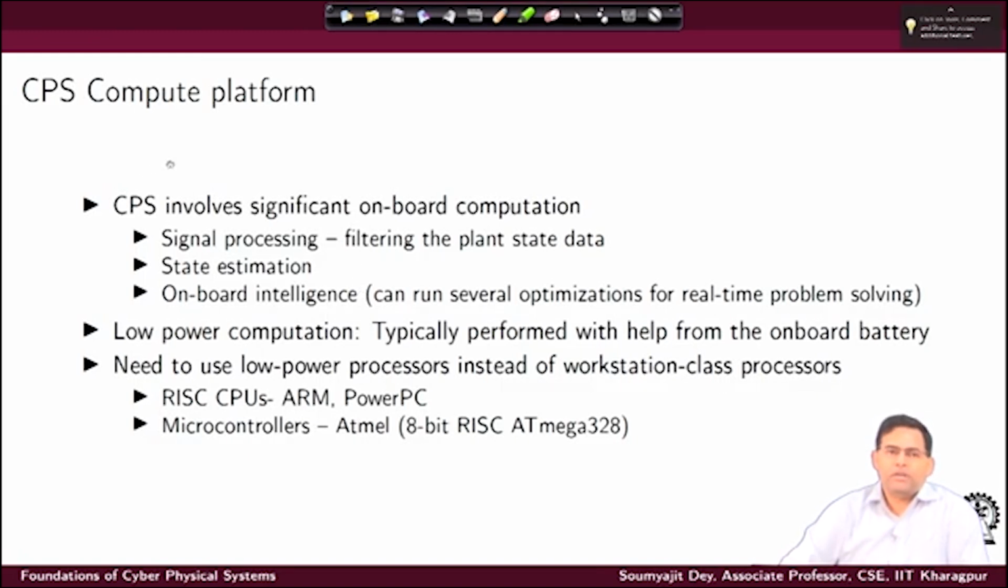For example, whatever sensor data you are getting would be noisy, so filtering the data, and using the sensor measurements to do state estimation of the plant variables. Maybe you can also run some ML pipelines to do recognition, identifying interesting features from that sensor data, right? And finally you can also compute the control law. All those things have to happen here, following an important characteristic, which is that the compute platform should be low power. Typically RISC CPUs and microcontrollers are used for this purpose, like we have already seen in our previous discussions.